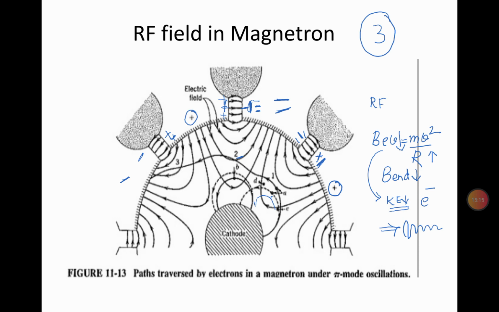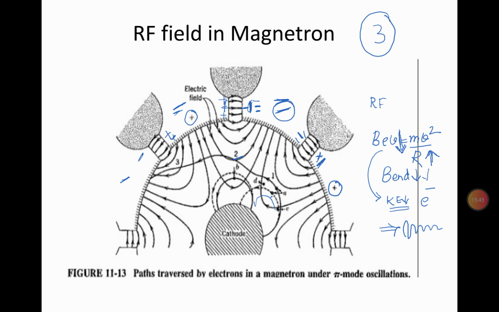Because it is alternating, the one which was negative a short while ago will now become positive, and this end will now become negative. When the electron comes to position 2, it is again facing a negative potential. An electron is negatively charged, and facing a negative potential, its velocity is again going to decrease. When the velocity decreases, the radius of curvature is going to increase.